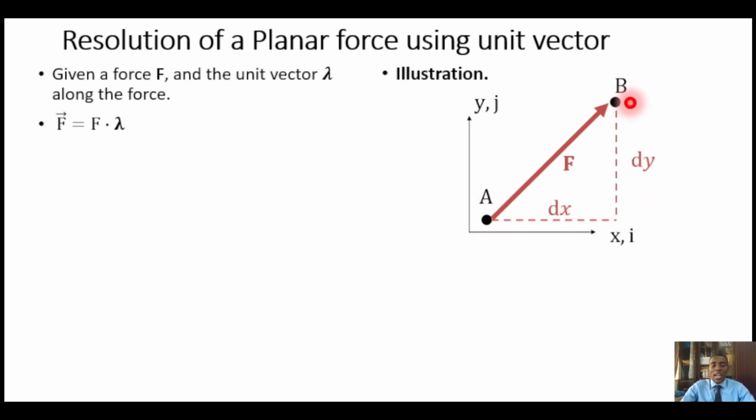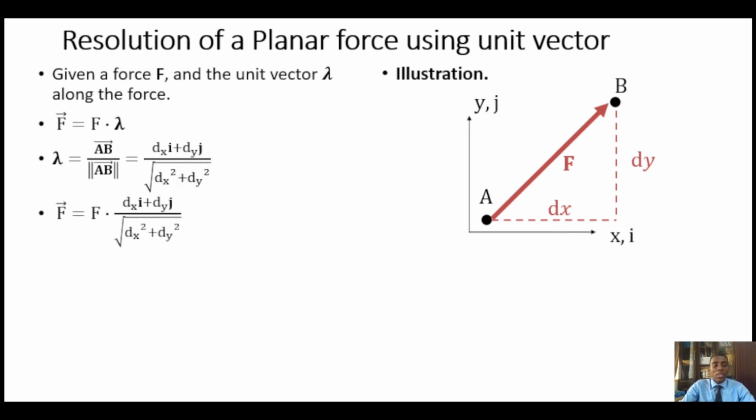So dx along the x and dy along the y direction. A unit vector is what? A vector divided by its magnitude. So I'll walk from A to B along the x and y, and I'll describe a unit vector. This is the unit vector along AB. I will multiply this unit vector by F.